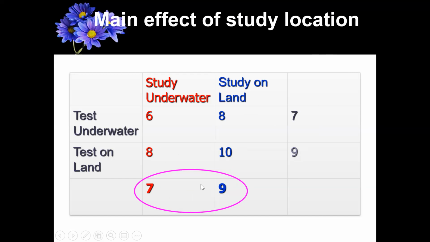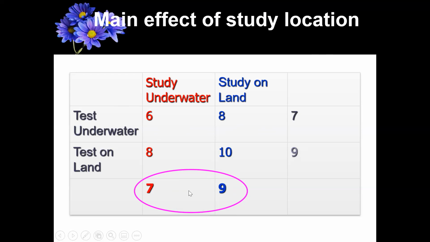So when I want to look at the main effect of study location, what I'm concerned with is: is there an effect of studying underwater versus studying on land, independent of being tested underwater or on land? All I need to do to get that is compare these two means. Basically, you collapse these two conditions and these two conditions and compare them. Or rather than collapse, let's say take the mean: the mean of these two, 7, versus the mean of these two, 9.